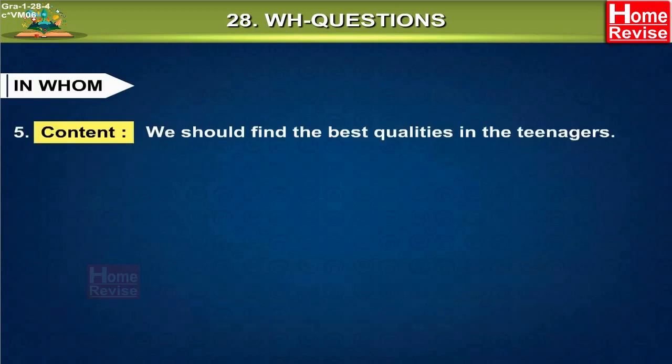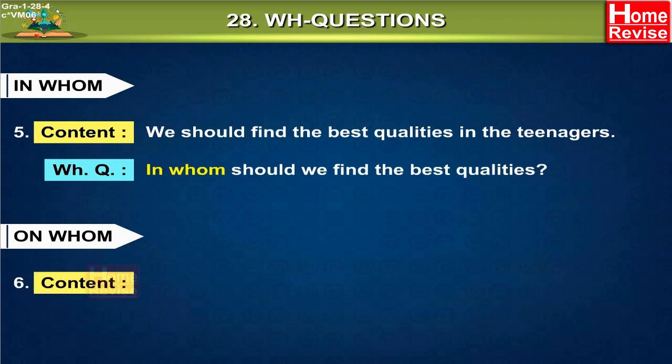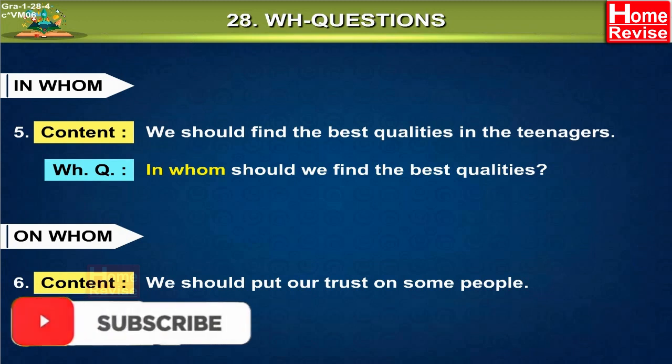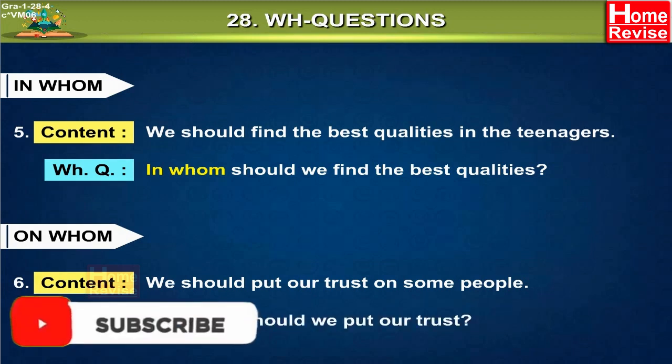In whom? 5. Content: We should find the best qualities in the teenagers. WH question: In whom should we find the best qualities? On whom? 6. Content: We should put our trust on some people. WH question: On whom should we put our trust?